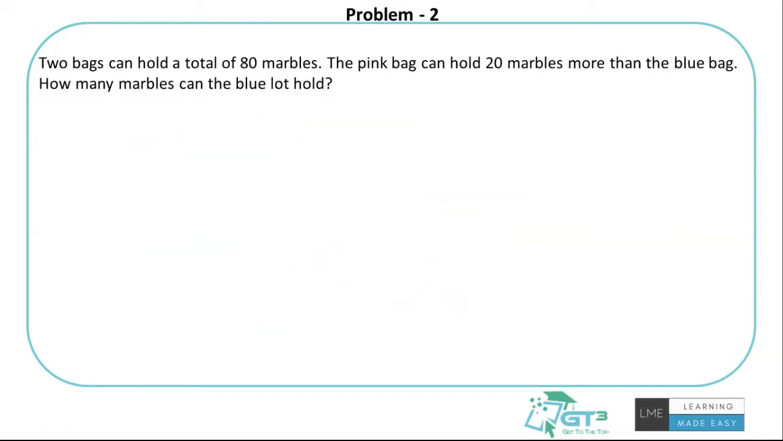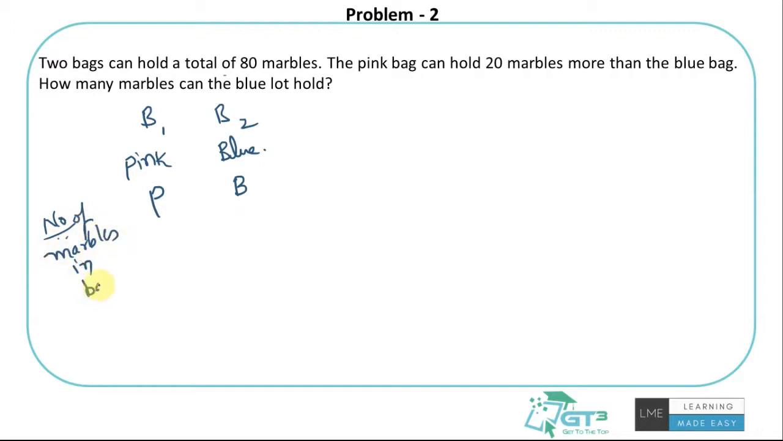Let's look at this. 2 bags can hold a total of 80 marbles. So there are 2 bags, bag 1 and bag 2. They can hold 80 marbles together. The pink bag can hold 20 marbles more than the blue bag. Let's assume this is the pink bag and this is the blue bag. If I assume the pink bag is P and the blue bag is B, these are the variables. What are these variables? The number of marbles in the bag.